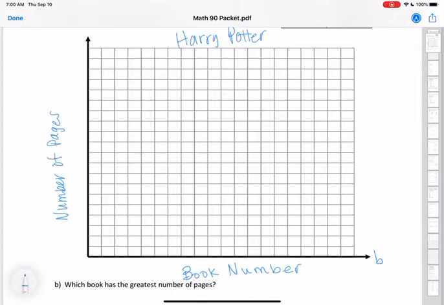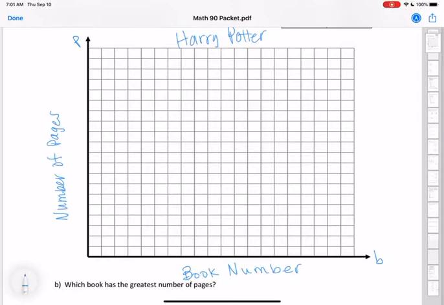And the little letter that they wanted us to use was P for pages. All right, so we have our title. We've labeled our axes with the letter and with the title of the axes. Okay, so the book number, the number of pages. Let's put in some numbers.